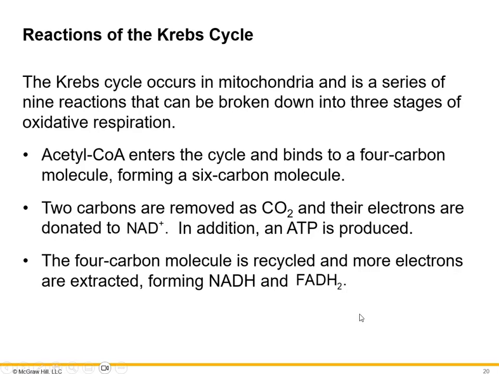Next, 2 carbons are going to be cleaved off, and they're going to leave as CO2. So we've got even more of our CO2 byproduct now from the Krebs cycle. The electrons are going to be donated to NAD+ again, so there's a little bit of NADH production, and ATP will be produced. That's where we get our 2 molecules of ATP. The 4-carbon molecule is going to be recycled, and more electrons will be extracted, forming NADH and FADH2.